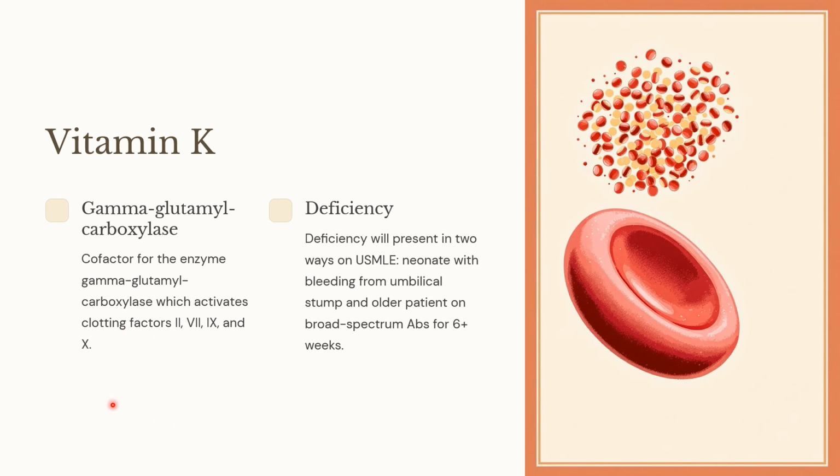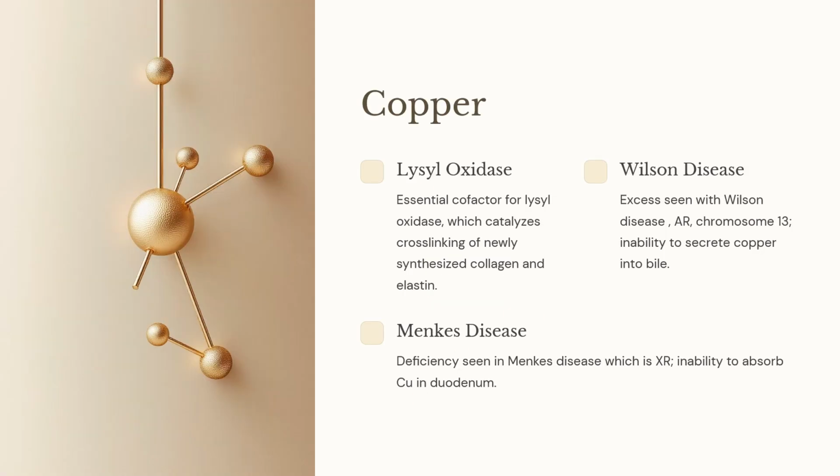So how will this knowledge be tested? Vitamin K is produced by the microbes which are present in the bowel. So this is how the question will present: older patients who are on broad spectrum antibiotics, where the microbes present in the bowel are disrupted, will present with bleeding from the umbilical stump, or with vitamin K deficiency, or just simply bleeding. So this is how the knowledge will be tested.